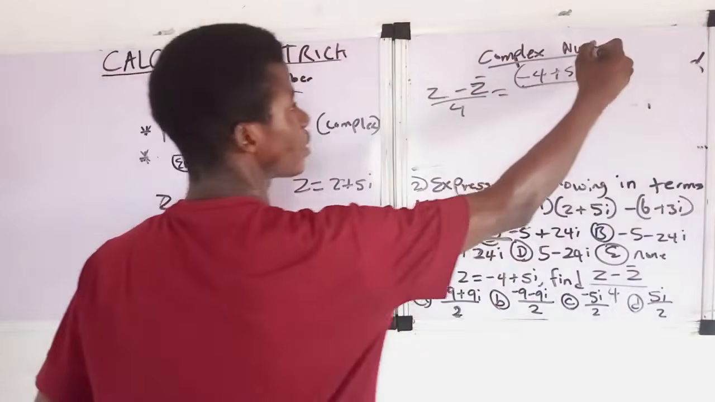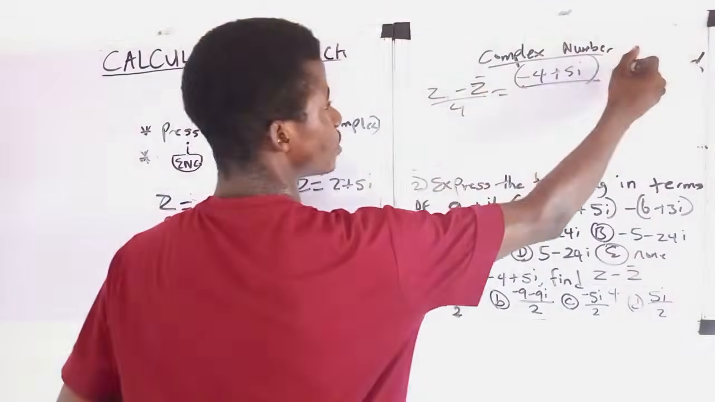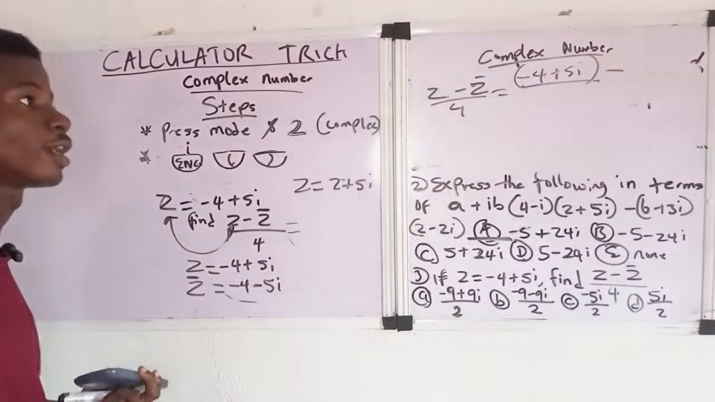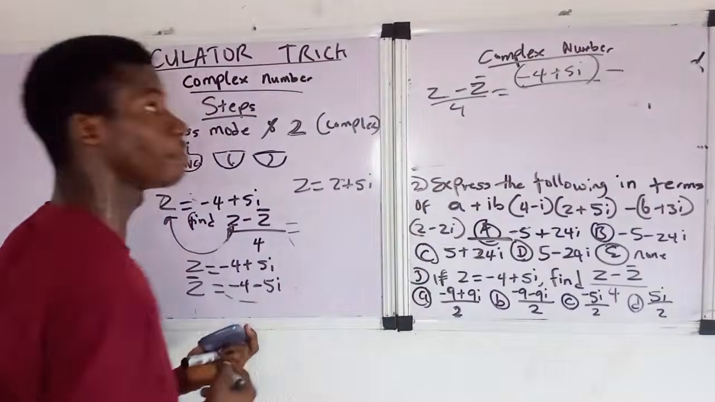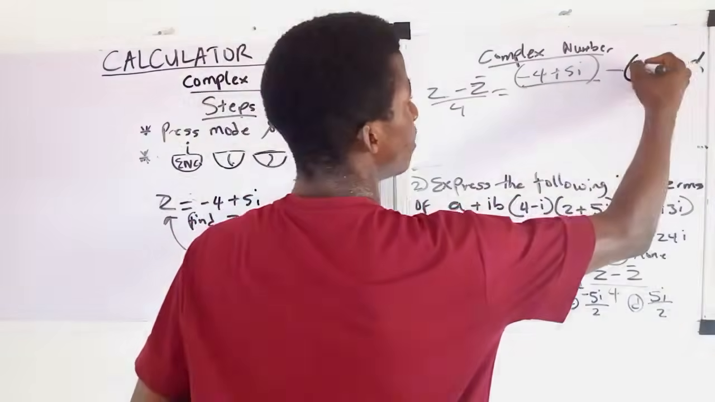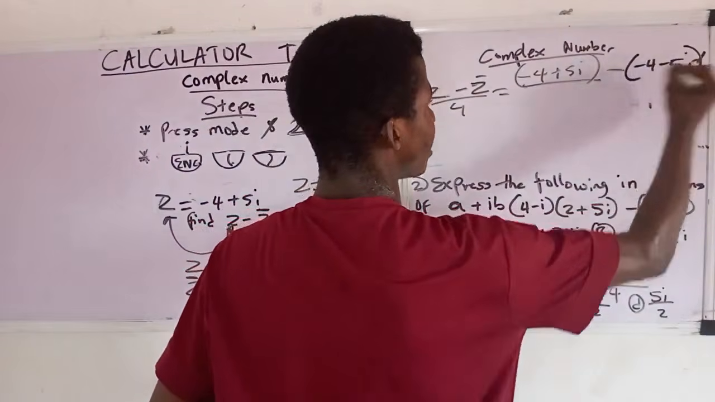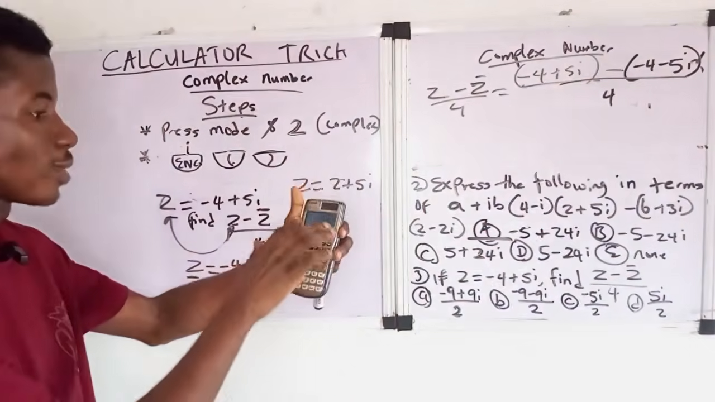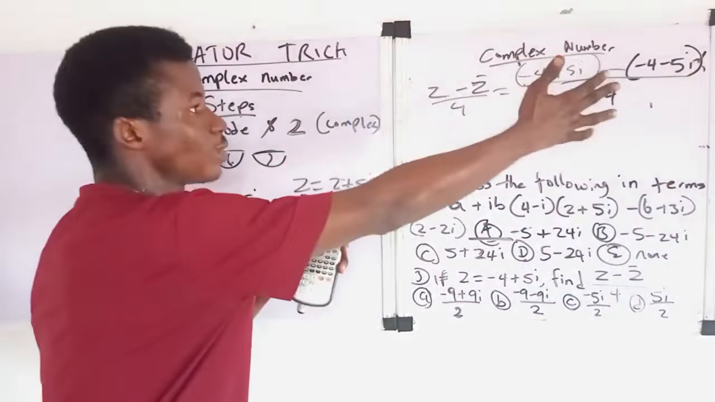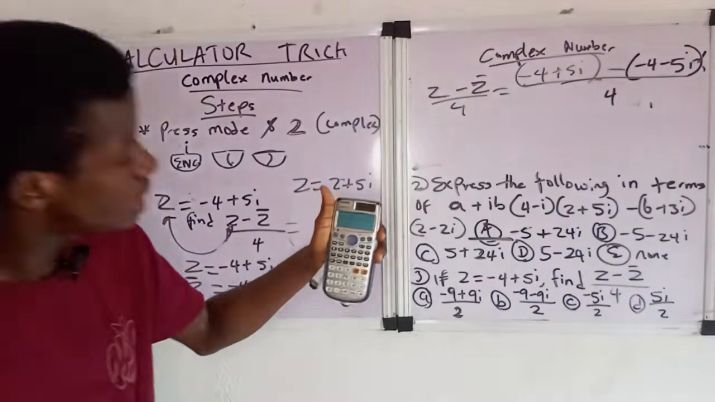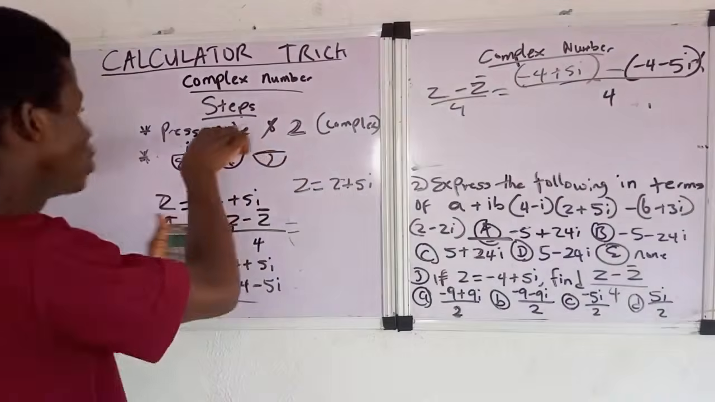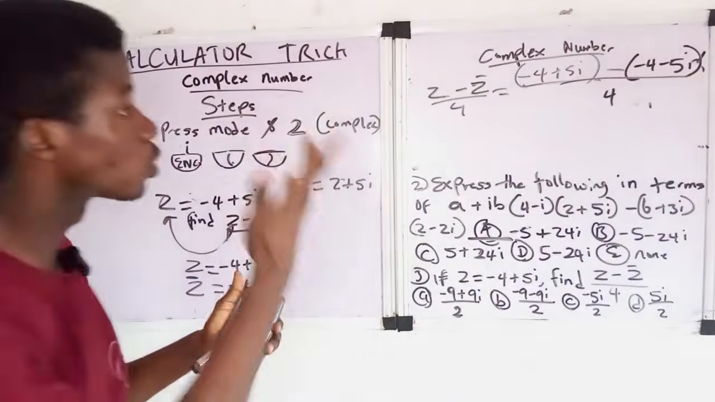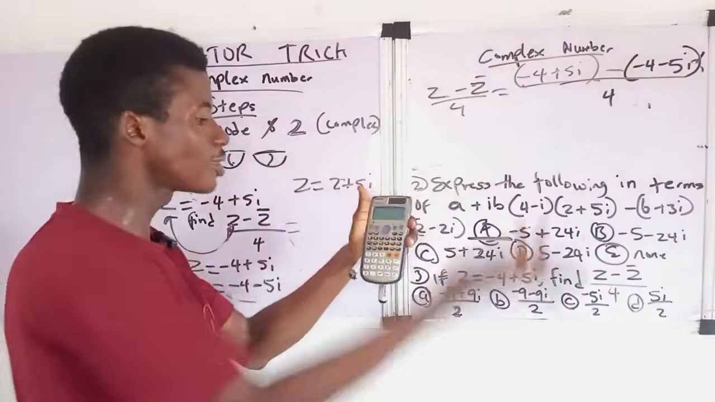Right? Let's do bracket open, bracket close. Now, what about the conjugate form of z? Minus 4, which is the opposite of this one, minus 4 minus 5i, right? So bracket open, minus 4 minus 5i, bracket close, then divided by 4. Okay? Make sure that your calculator is in complex form by pressing mode and converting it to complex form, right?